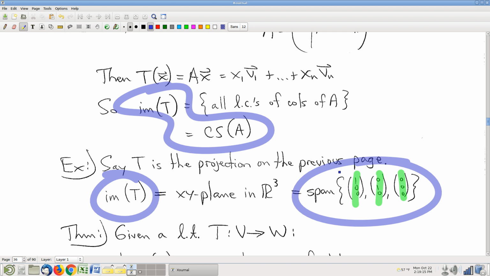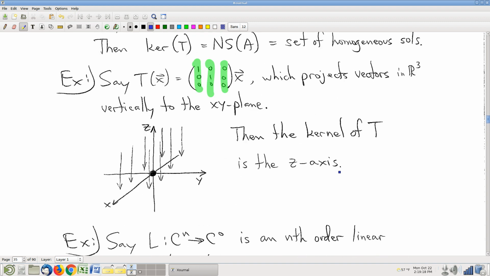Which, of course, is exactly what we were expecting, right? The image, the result, the collection of all outputs from squishing like that, is the xy plane.